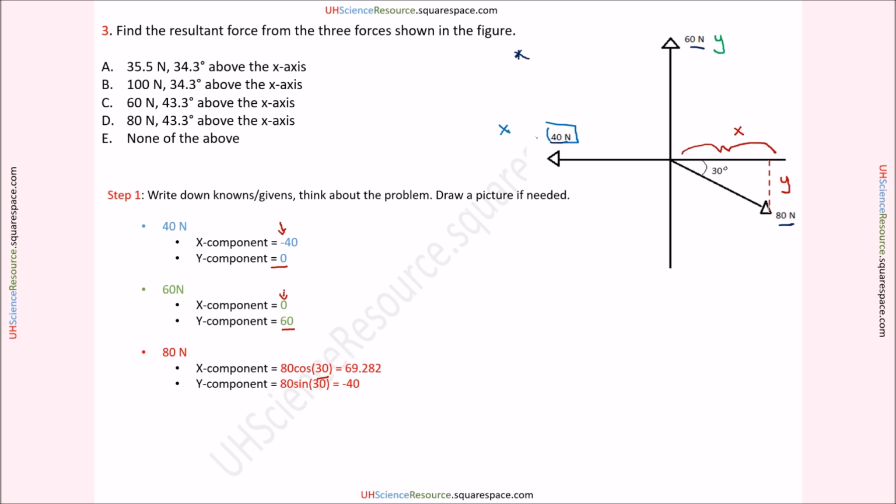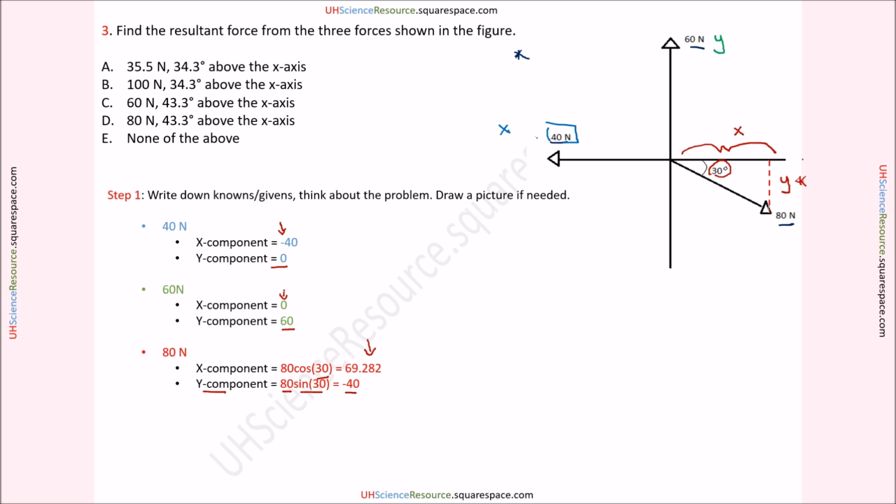Of course, 30 is going to be the angle, and if we do the equation, we do the calculations, we can see that the x component is going to come out to 69.282, while the y component, we know that's going to be 80 times sine of the angle 30. It's going to give us negative 40, and that makes sense because it's going to be below the y-axis right here.